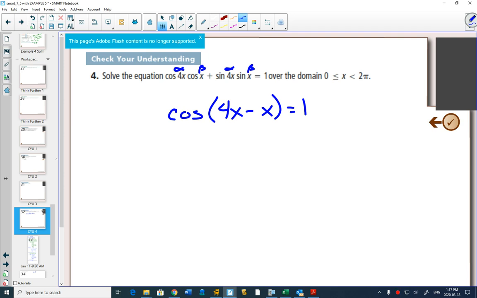I look at it some more. I'm like, oh, I have some like terms. 4x minus x, I could do something with that. That gives me cos of 3x. Then, after I've simplified, now I have to reassess.